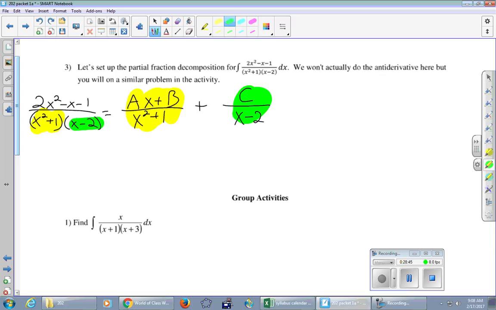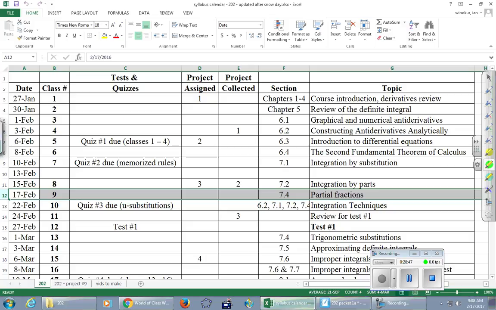One last look at our calendar here before you jump in the activities. I mentioned we had integration by substitution, huge technique for antiderivatives. Last class was integration by parts. Today is partial fractions. Next class will kind of bring it all together. We do have one more integration technique right after the test called trig substitution. Partial fractions and trig substitution are the most challenging of the antiderivative techniques that we'll see.